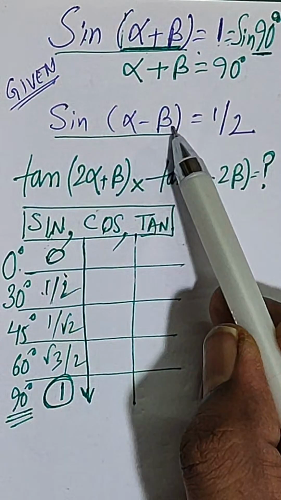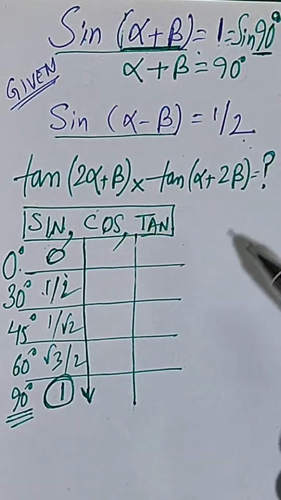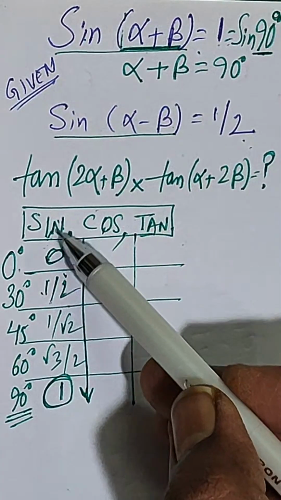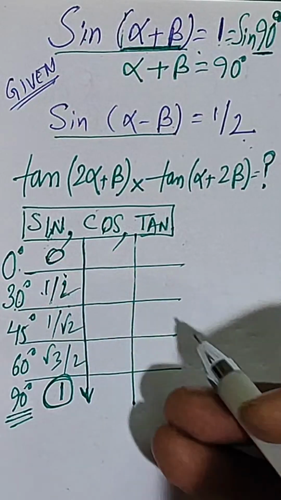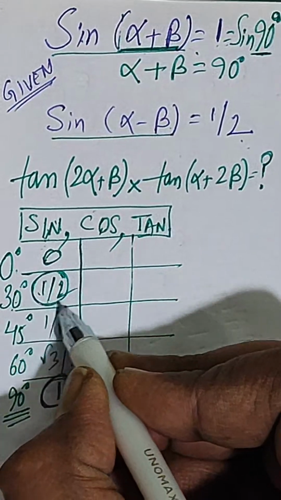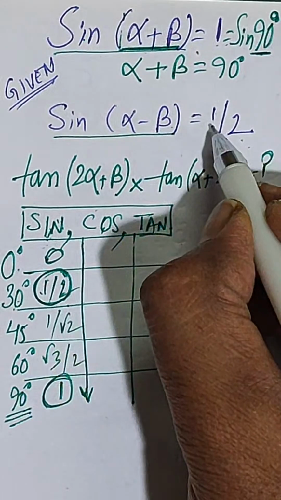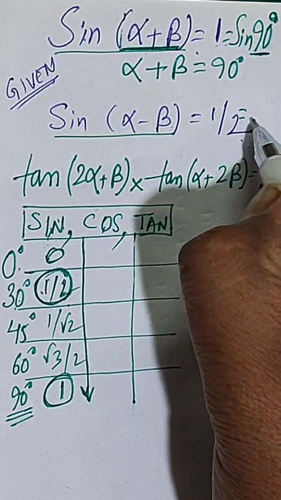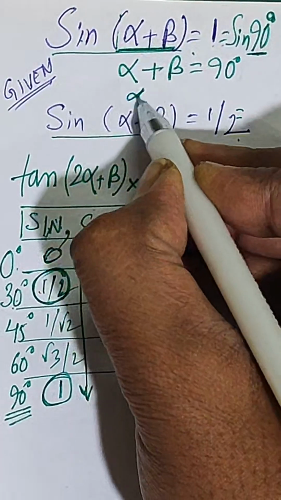Similarly here, sine of alpha minus beta is 1 by 2. So when we are getting the value of 1 by 2, you can see sine of 30 degree. Sine of 30 is 1 by 2, right? So here instead of 1 by 2, we can write 30 degree. So we can write alpha minus beta.